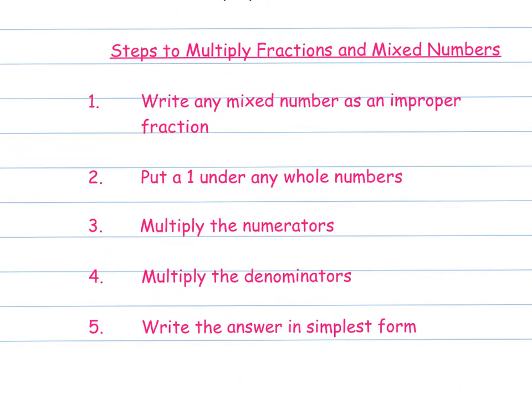Okay, so today we are looking at multiplying fractions and mixed numbers, so we need to write these steps down. Number 1, write any mixed number as an improper fraction. Step 2, put a 1 under any whole numbers. So if we have 5, we would write that as 5/1. Then you multiply the numerators, multiply the denominators, and then simplify your answers.